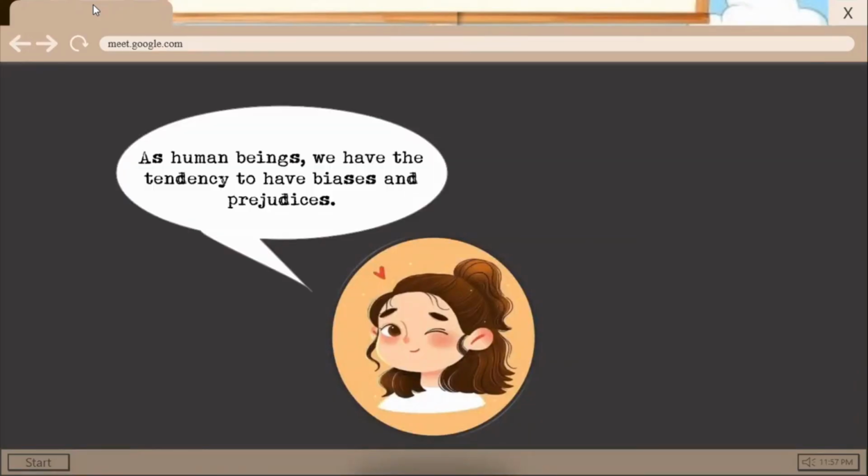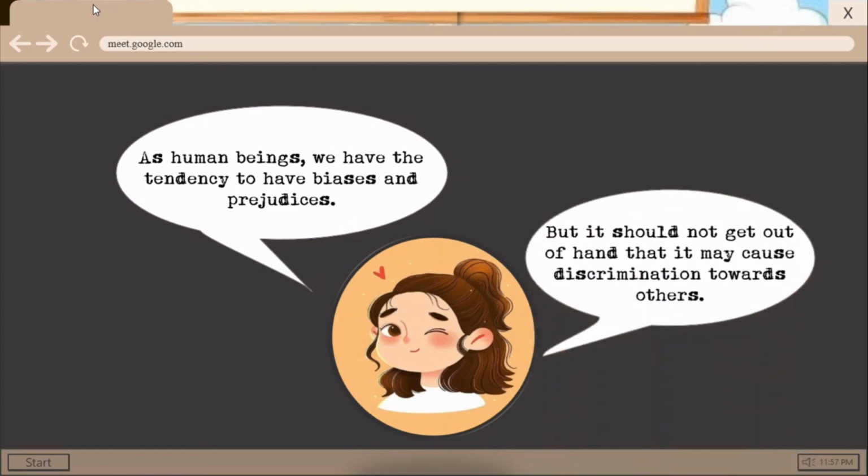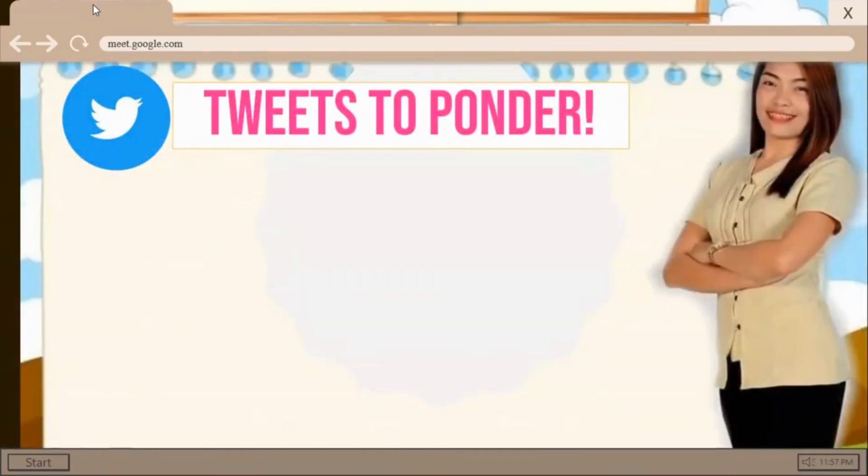As human beings, we have the tendency to have bias and prejudice, but it should not get out of hand that it may cause discrimination towards others. Well done, learners! To end our episode today, here are some tweets to ponder.